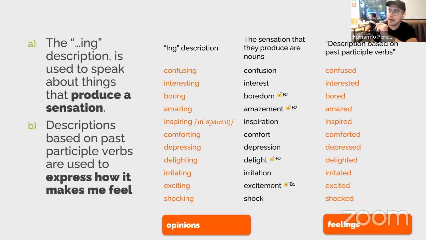The first part that we practiced was the ing and ed descriptions. The difference between adjectives that produce a sensation versus adjectives that express feelings and emotions, right? We confuse them a lot, and it's necessary to review, it's necessary to practice, it's necessary to talk about it. That's the first part.